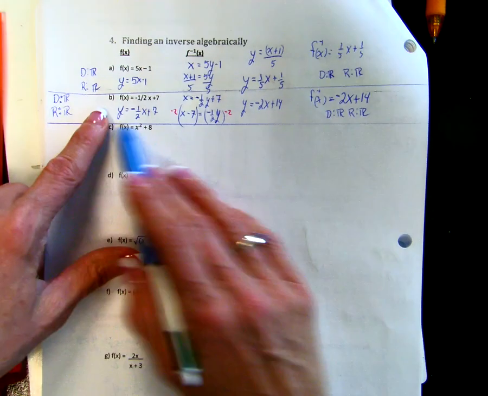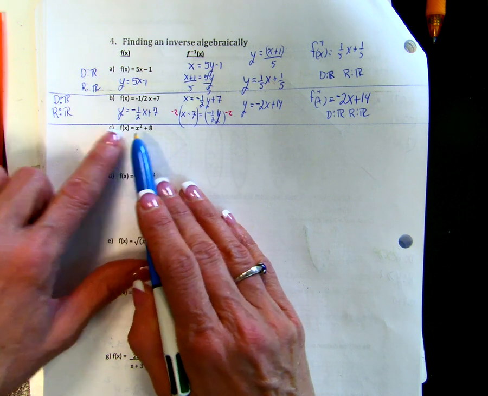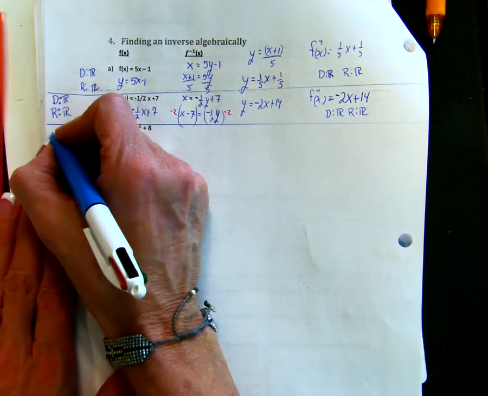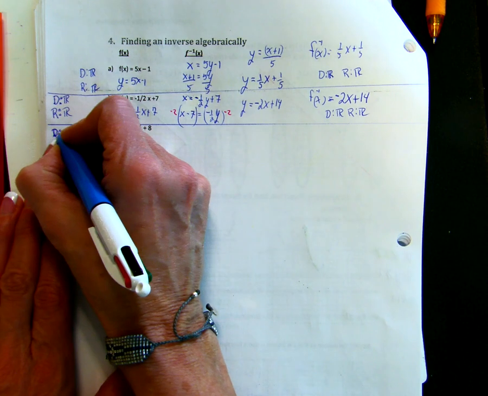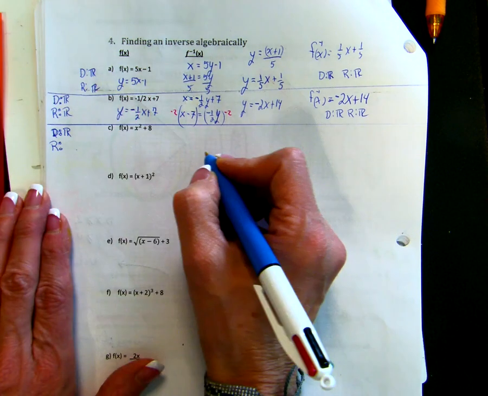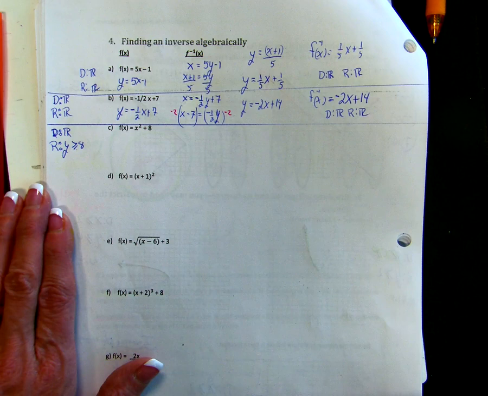Okay, so here's the answer to B. You can check your work. So f of x equals x squared plus 8. It's a parabola. It opens up. The domain for the original function is all reals, and the range is y greater than or equal to 8.